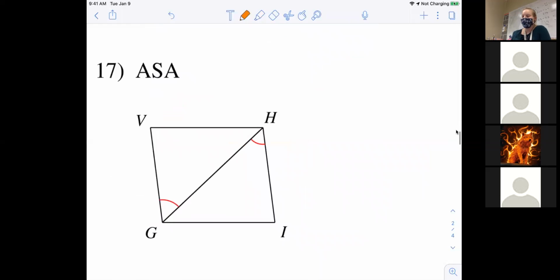Okay, this one says ASA. It looks like I already know this angle and that angle. What else do I know without having to do anything crazy? Reflexive, very good. GH is congruent to GH, and that's my reflexive property.